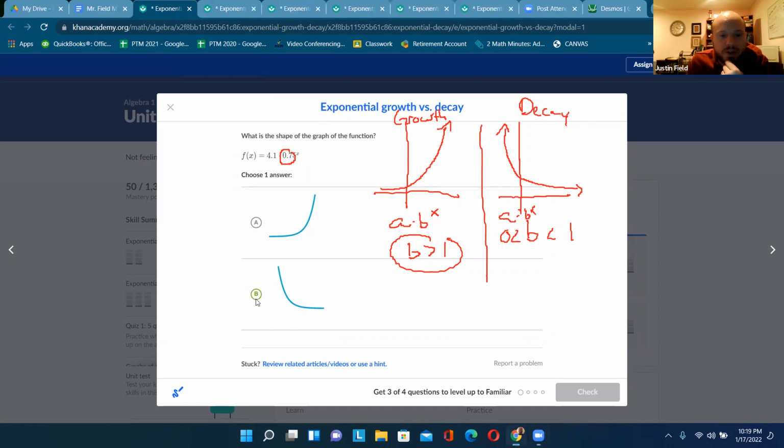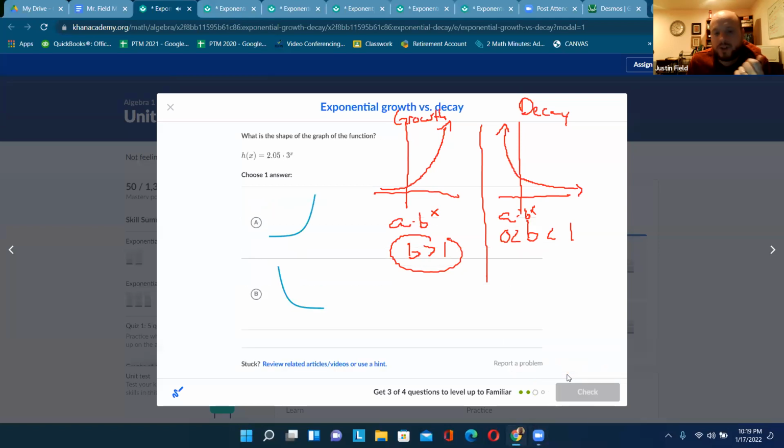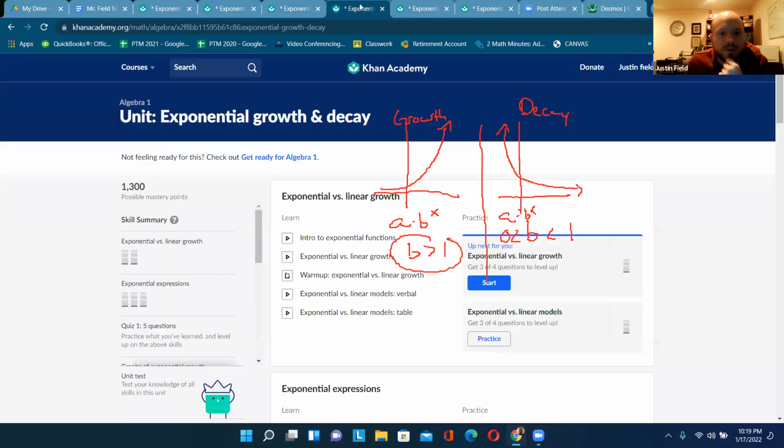So what kind of a graph? It's going to look like that, decay. And now 1.5. So b is greater than 1. It's growth. Oh, super duper easy now. Okay, moving right along.